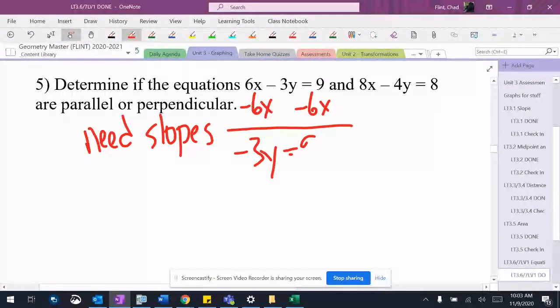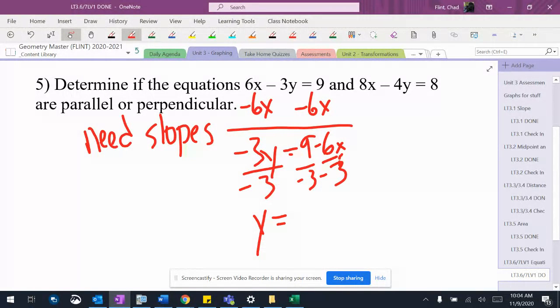So negative 3y equals 9 minus 6x. Divide everything by negative 3. And I'm going to get y equals, going to be negative 3 in the calculator. Negative over negative is positive. So positive 6 over 3. I could put actually positive 2 if I want to, but I'm going to leave it like that for a second so I can talk about what happens. So the slope of that line right there is positive 6 over 3.